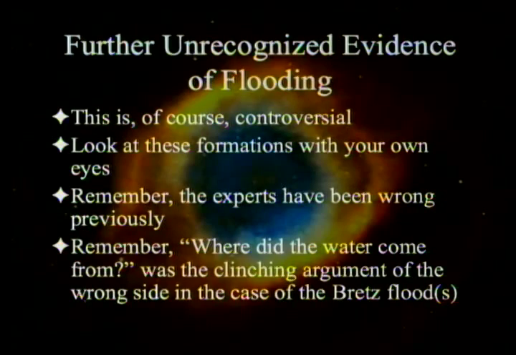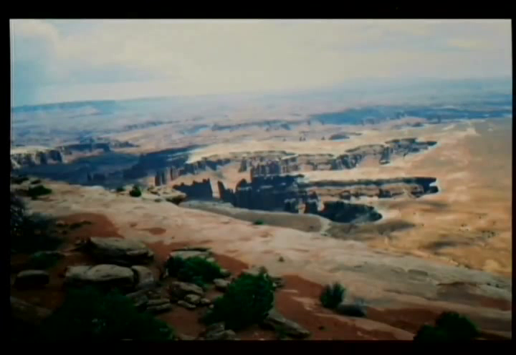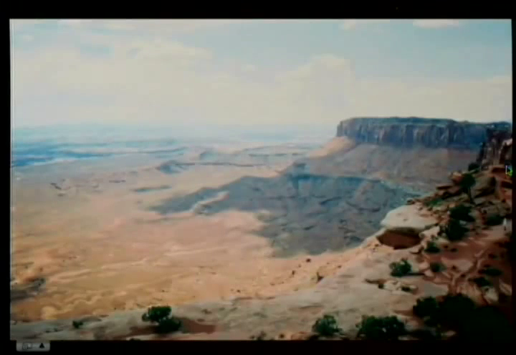And also remember, where did the water come from was the clinching argument for the wrong side in the case of the Bretz floods. Take a look at this. You have rounded canyons with a wall kind of reminiscent of Steamboat Rock between them. The only problem is that's the headland. If I put them together, it'll be easier for you to see the whole thing.